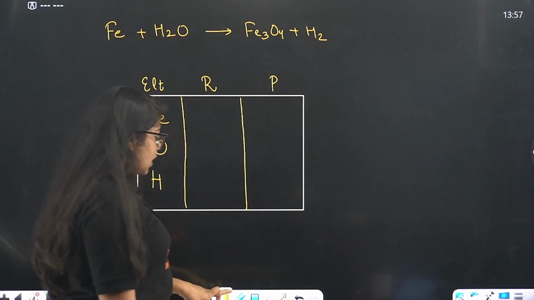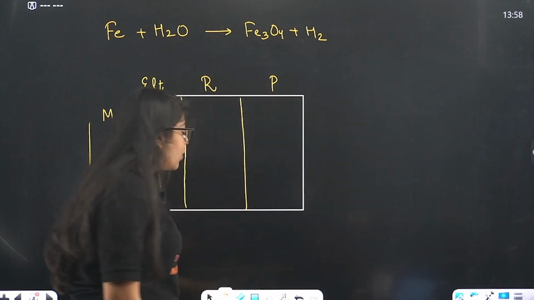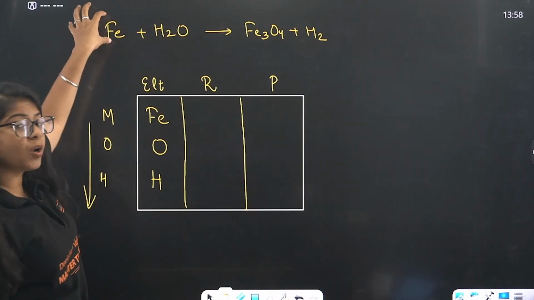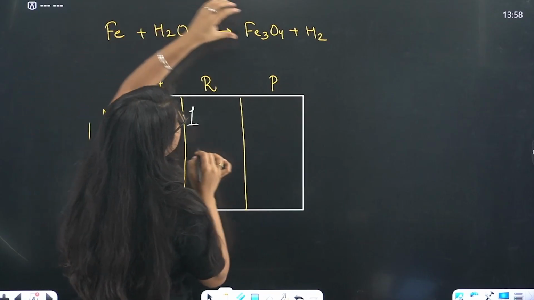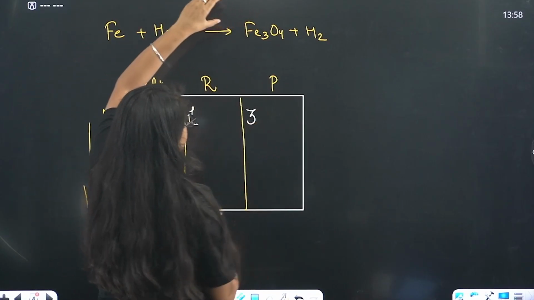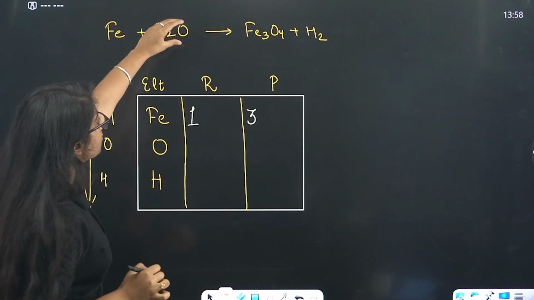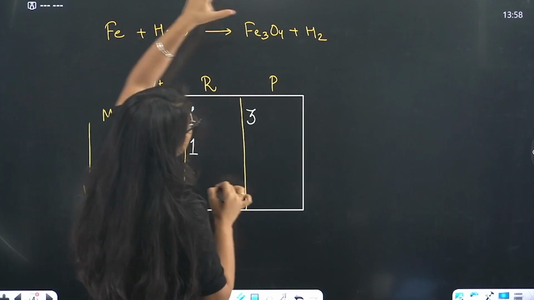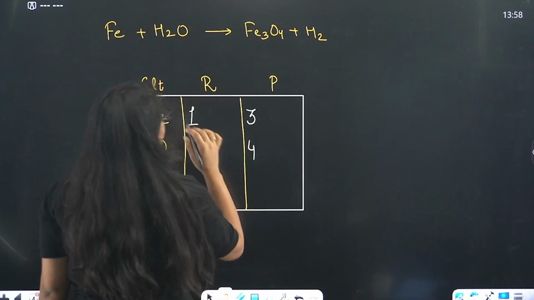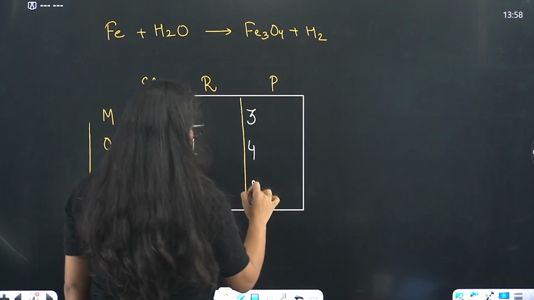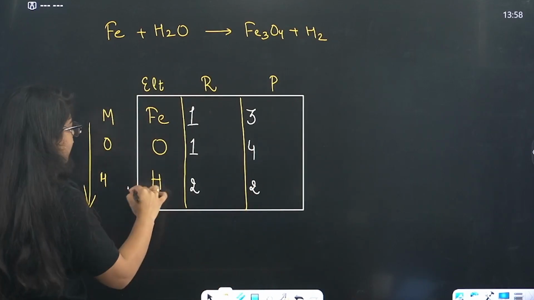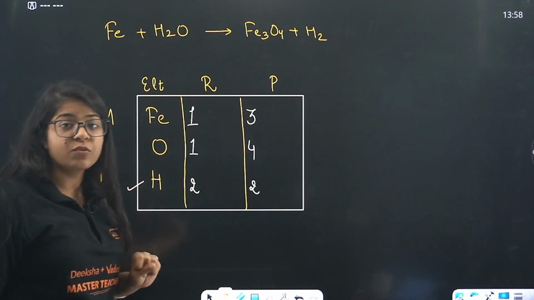Now, do one thing. Count the number of iron on the reactant side. Ma'am, it's only 1. In product it is 3. In reactant, oxygen is how much? Ma'am, only 1. In product, oxygen is 4. In reactant, hydrogen is 2. In product, hydrogen is again 2. So hydrogen is still balanced, ma'am, but iron and oxygen we have to balance.